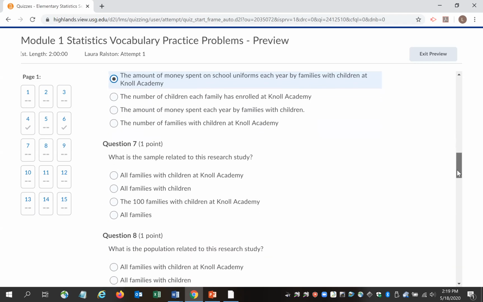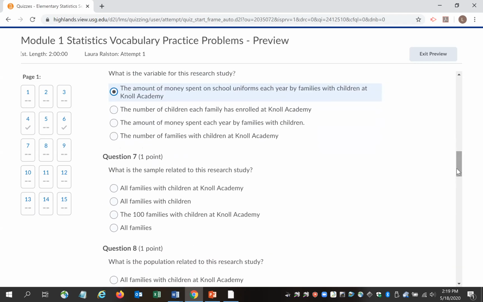Okay? All right, the next question that I can see on my screen says, what is the sample? So what was the sample for this study? 100 families with children at Knoll Academy. You're right. Again, the sample, remember, is that small group. And the other 3 options there had the word all. So again, that's kind of a gimme question, I guess.